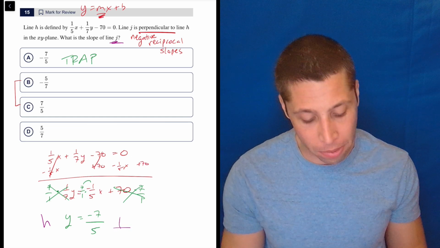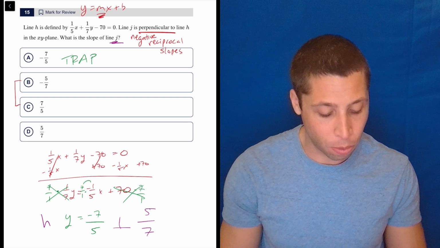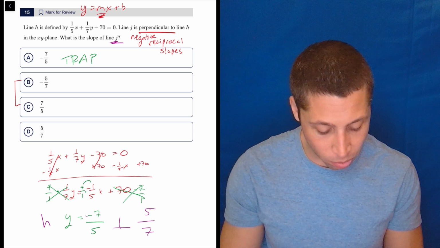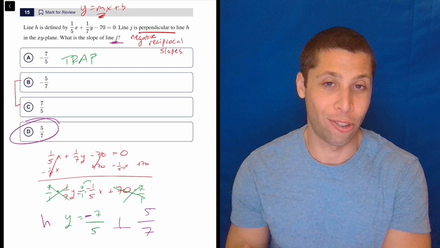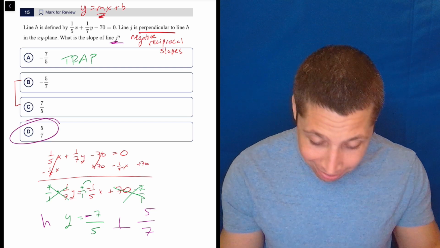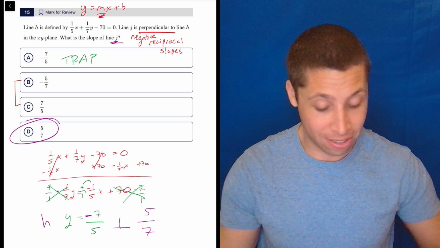So what is going to be perpendicular to this? Flip it and reverse it. 5/7. So we flipped the reciprocal, and this was negative to start. So now we negate it, and it becomes positive. That is choice D. So just be careful, right? I was talking about traps. I was talking about being careful and not making careless mistakes. I almost made one. You see how easy it is?